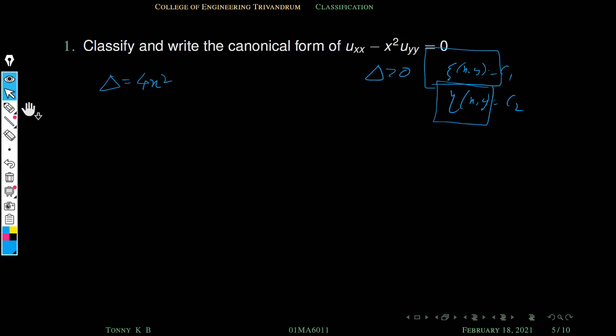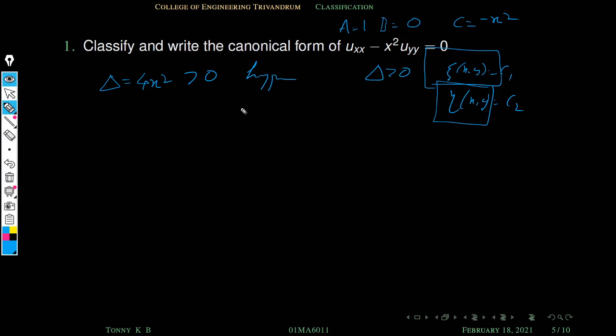Here a is 1, b is 0, c is minus x square, and every other coefficient is 0. So b square minus 4ac is 4x square, isn't it? It is positive. That's why this is hyperbolic.